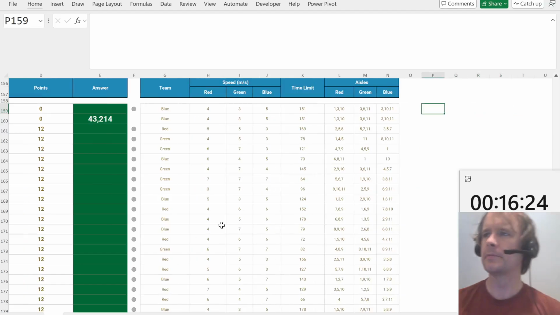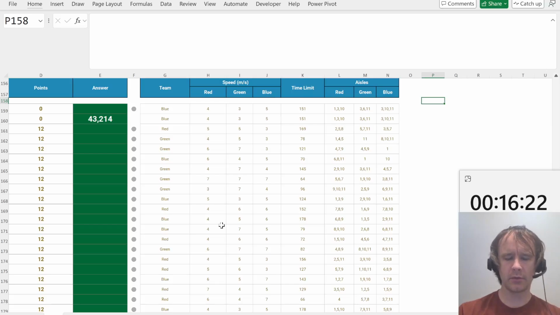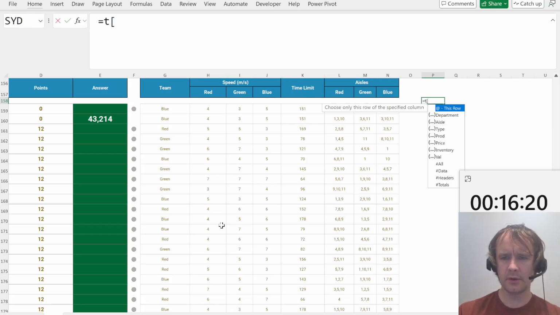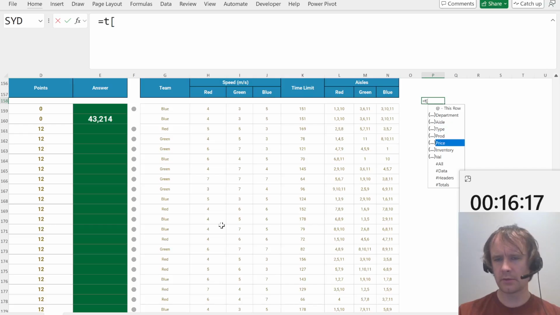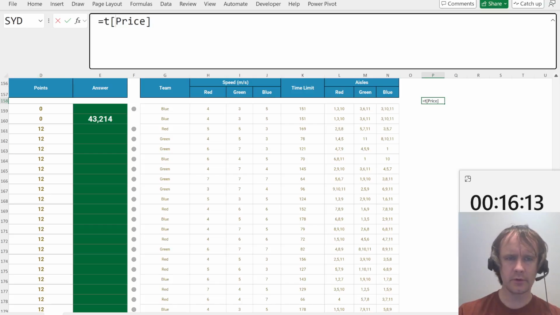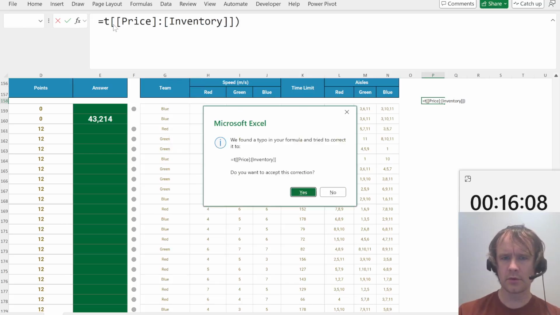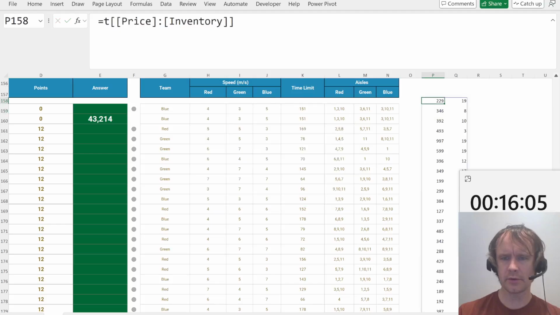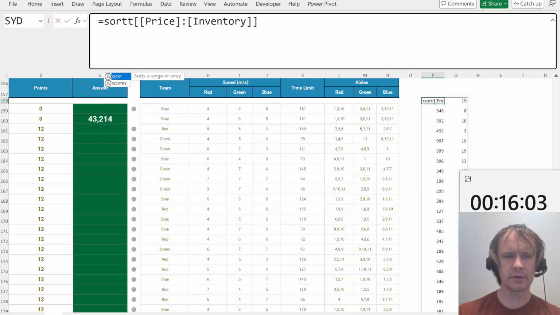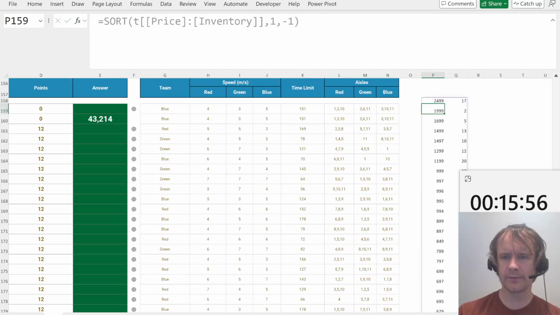So then, what I want is t price and inventory. Yes, don't need the bracket, fine. Then I want to sort that by the price descending. This is the most expensive thing. There are 17 of it. Oh, I also need the aisle.